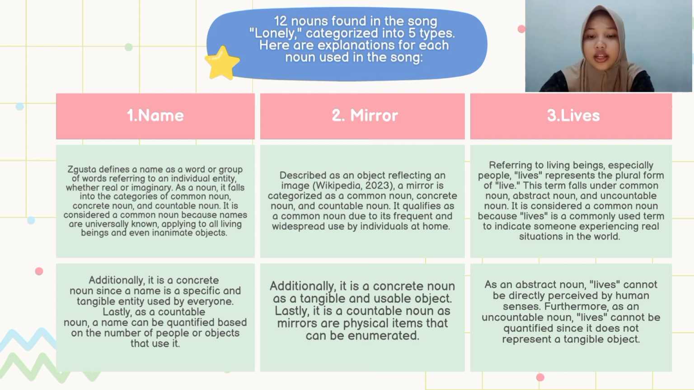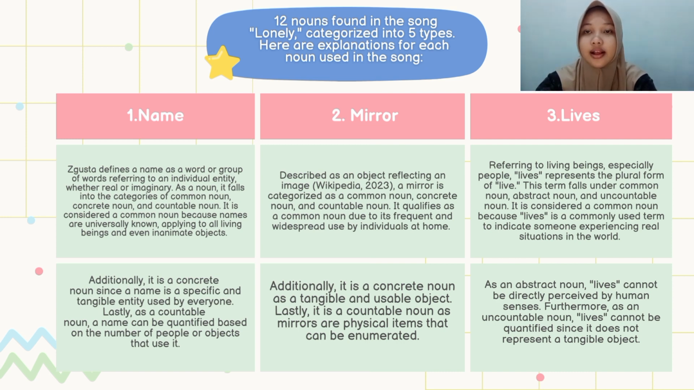Secondly is mirror, described as an object reflecting an image. A mirror is categorized as a common noun, concrete noun, and countable noun. It qualifies as a common noun due to its frequent and widespread use by individuals at home. Additionally, it is a concrete noun as a tangible and usable object. Lastly, it is a countable noun as mirrors are physical items that can be enumerated.